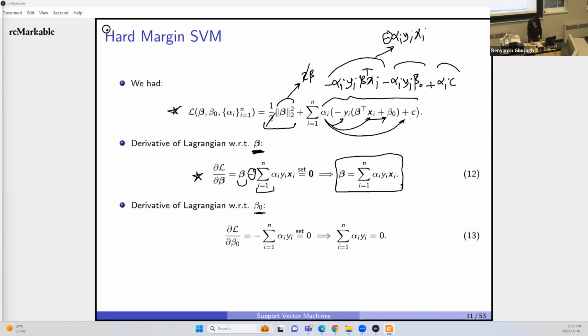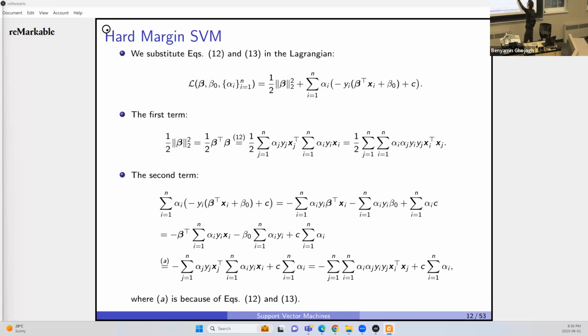Inside this, the first term in the summation is constant with respect to beta zero, so it goes away. The second term in the summation, its derivative is minus alpha i, yi inside the summation, and I bring this minus behind the summation. The third term is constant again with respect to beta zero. Set it to zero. So this minus, we don't care anymore. We'll have this summation of alpha i, yi, for i goes from one to n equals zero. Okay.